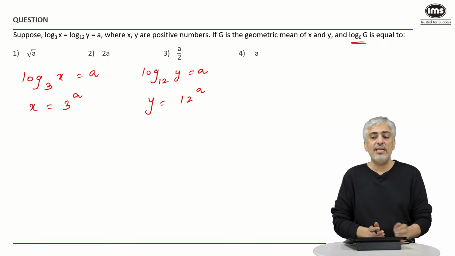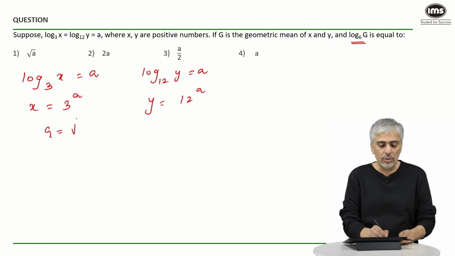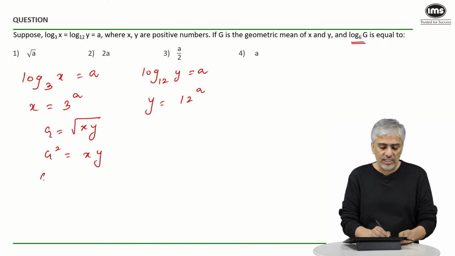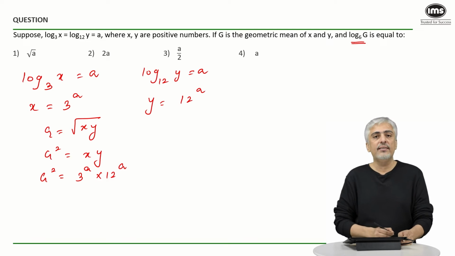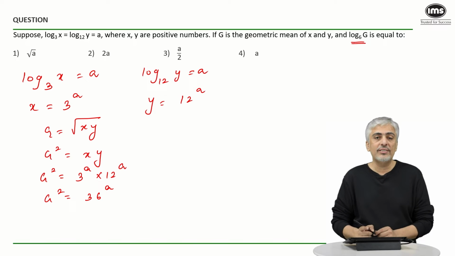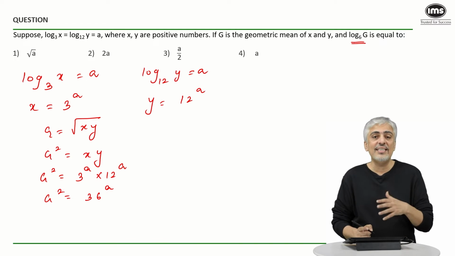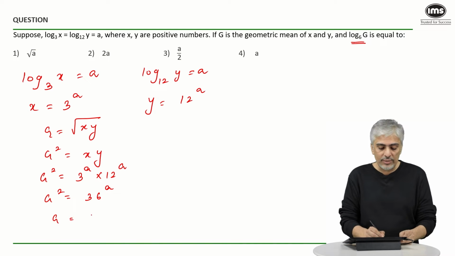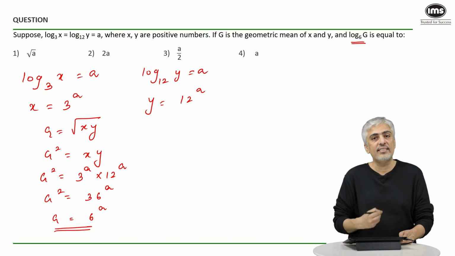G is the geometric mean of x and y, which means g is equal to square root of xy. So g square is equal to xy. Put the value of x and y in the question. What will you get? You will get g square is equal to 3 raised to a multiplied by 12 raised to a. The power is common, so I can write g square is equal to 36 raised to a. I can take square roots on both sides. Square root of 36 is 6, so I will get g is equal to 6 raised to a.